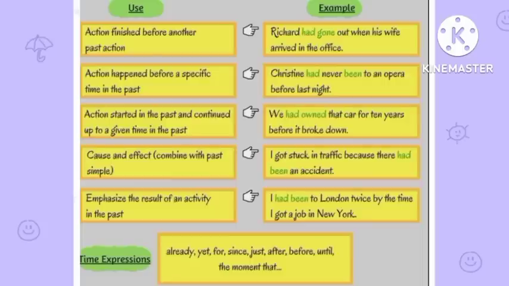Adverb yang digunakan untuk past perfect tense: already, yet, for, since, just, after, before, until, the moment that.